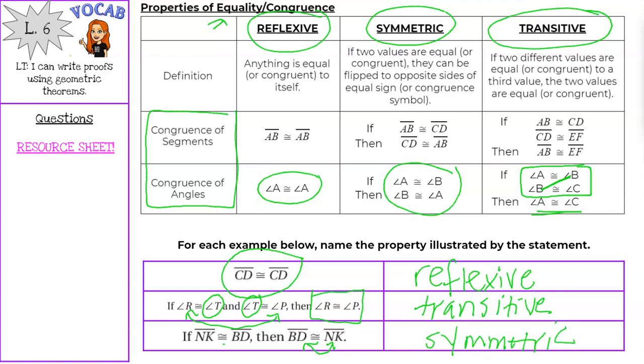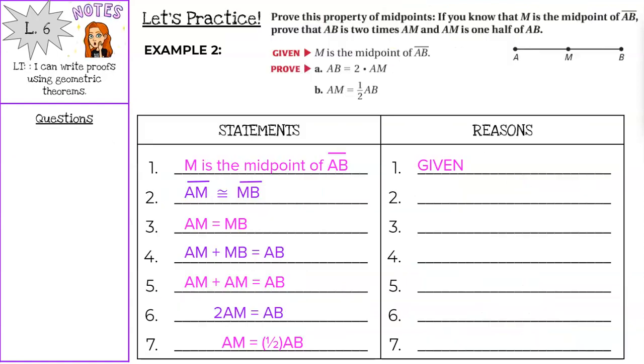All right, so now that we've reviewed those, we can move into our last example. Example 2, prove this property of midpoints. If you know that M is the midpoint of AB, prove that AB is 2 times AM and AM is 1/2 AB. So if we know that M is the midpoint of AB, we know by definition of a midpoint, that's cutting it into two congruent segments. So we know that AM and MB are then going to be congruent by that midpoint definition.